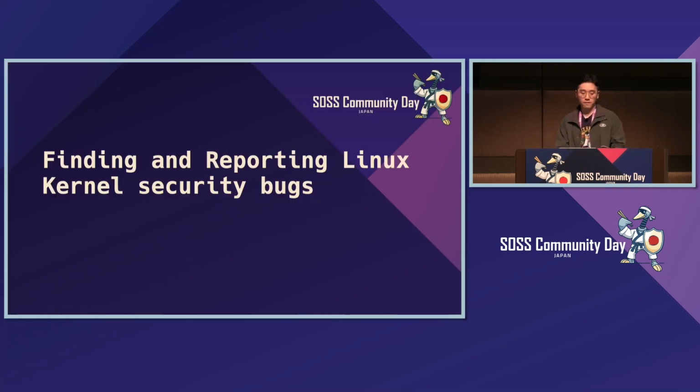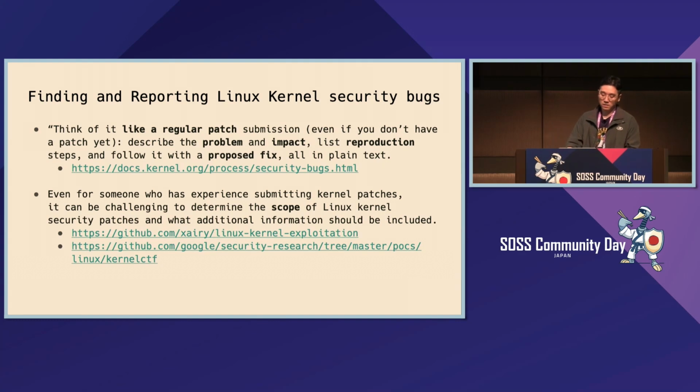Let's explore how to find and report Linux kernel vulnerabilities through the official Linux kernel security channels. The kernel security documentation explains the reporting process with this highlighted word. It follows standard patch submission, but needs comprehensive details about the vulnerabilities. I've learned a lot from two excellent resources created by respected kernel security researchers, Xairy and the Google security team, that offer valuable guidance on this process.